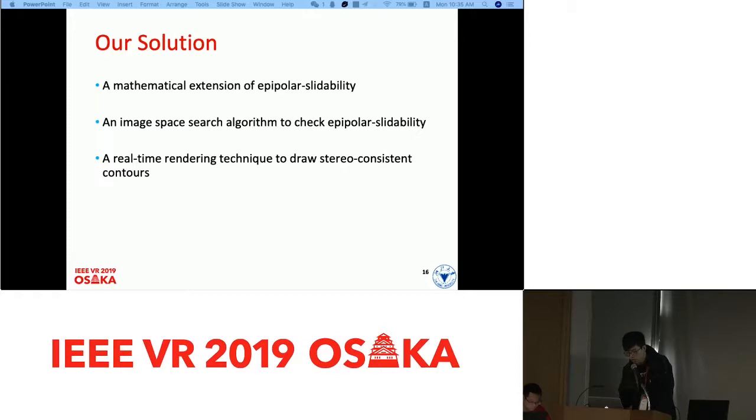In our work, we extend the idea of epipolar-slidability and provide a corollary of it. On the basis of this extension, we design an image space search algorithm to check the epipolar-slidability. Our technique has a much lower cost than those of previous works, and therefore enables real-time rendering and editing of stereo-consistent contours.